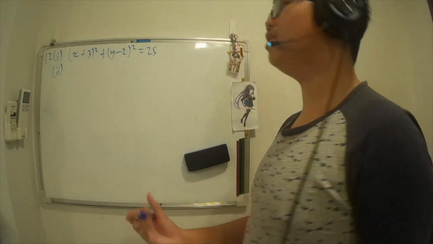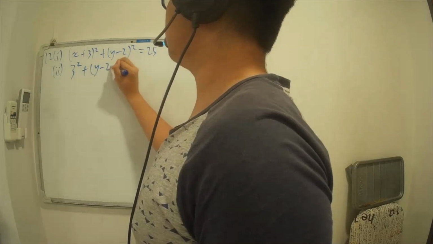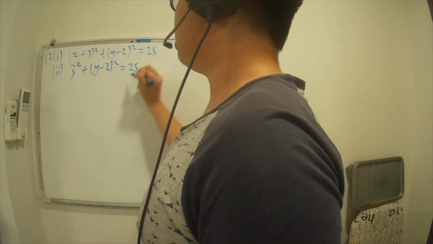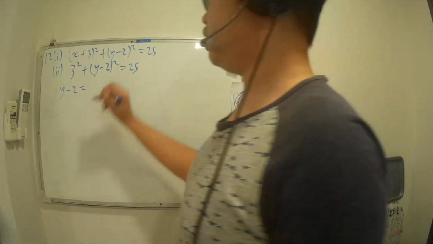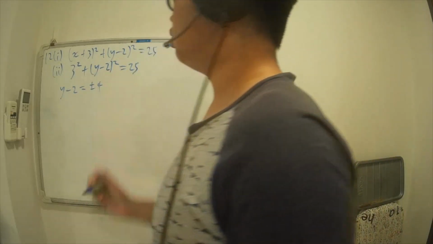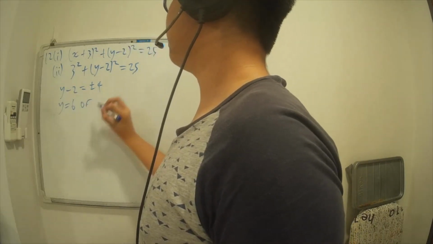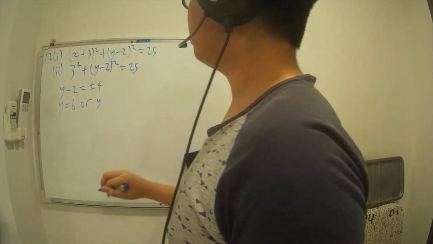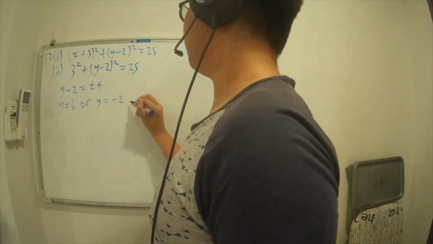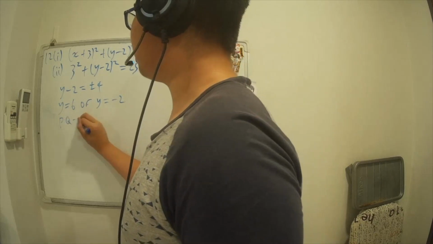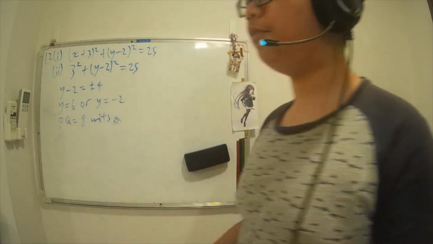Intersects the y-axis means x equals 0. So 3 squared plus y minus 2 squared equals 25, which means that y minus 2 is equal to square root of 25 minus 9, which is plus minus 4. Okay, so y is equal to 6, or y is equal to negative 2. So therefore, PQ equals 8 units. That should be easy enough, right?